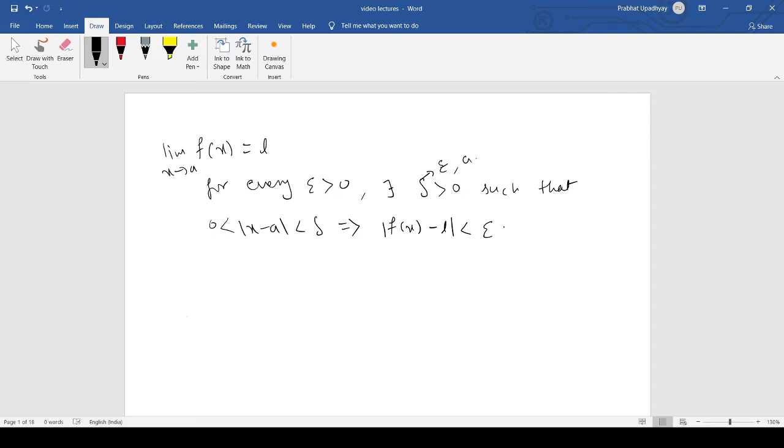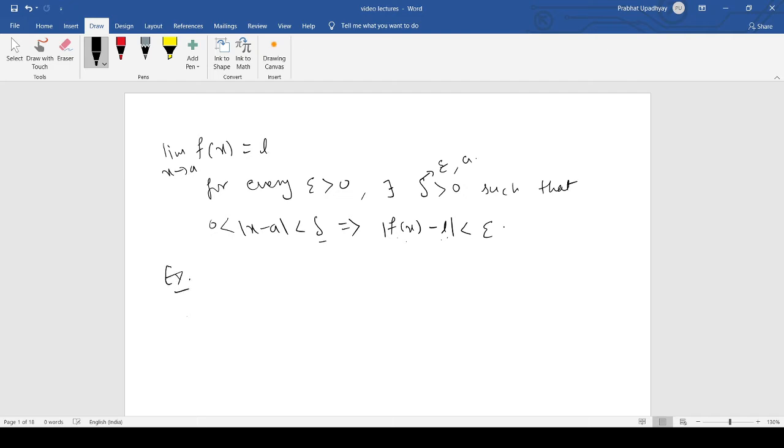Now what does it mean? It means that if the limit of f of x as x goes to a is L, then the distance between f of x and L can become very small. So if you want to make the distance between f of x and L less than epsilon, then in the domain you can get a corresponding delta such that if you make the distance between x and a less than delta, you will get the distance between f of x and L less than epsilon. You can do this for every epsilon, and then you say that the limit of f of x as x tends to a is L. So let's go for the problems.